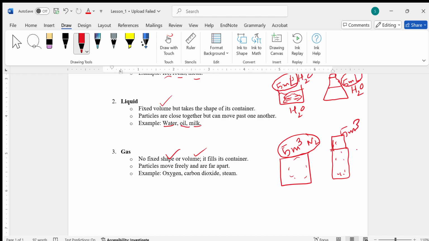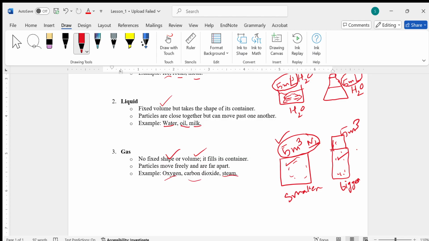Although this has 5 meter cube, this is smaller than this cylinder here, but still the nitrogen gas will be floating very randomly inside this container or cylinder, and will also be taking the entire space of this bigger one as well. So particles in gaseous state move very freely and far apart from each other, and for example the oxygen gas, carbon dioxide, and steam.